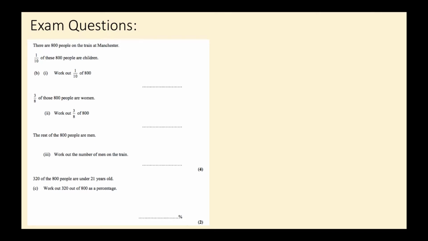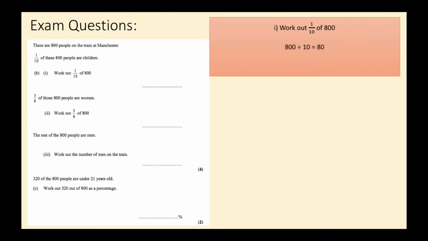Okay, so this one's quite a long one, but not too difficult. There are 800 pupils on the train at Manchester. 1/10 of these 800 people are children. Sorry, did I say pupils? I meant to say people. And it asks us to work out 1/10 of 800. So, 1/10 of 800, that's nice and easy. All we have to do is 800 divided by 10.